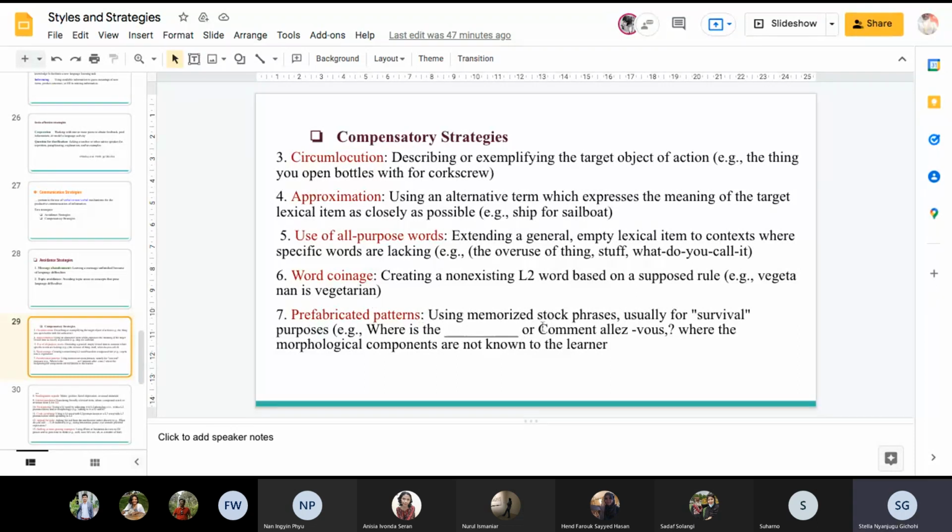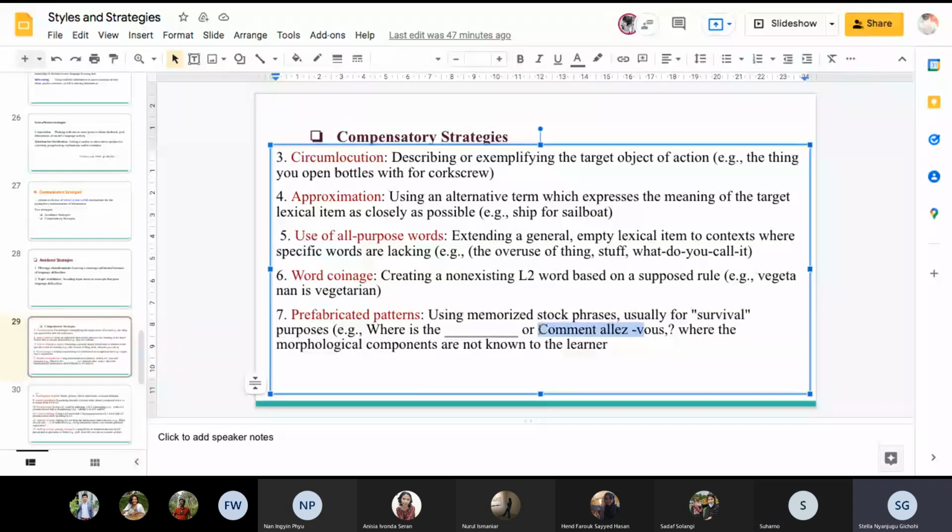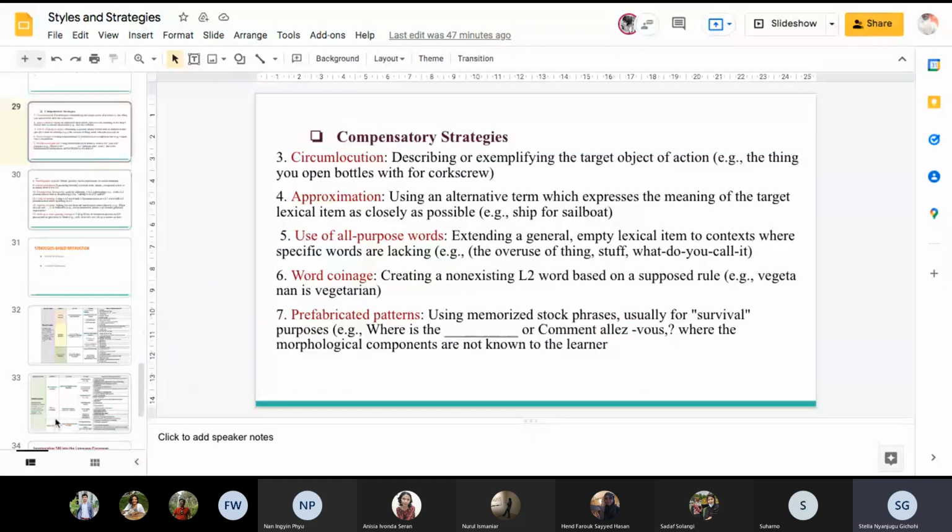The one is use of memorized stock phrases. These ones are used, we call them fabricated patterns. For example, when you say, where is the, or comment allez-vous? I don't know, I don't speak French, but I think this one has to do with French. So when you say where is the, someone might guess what you're trying to ask for, and they might fill in for you. So you're trying to compensate.